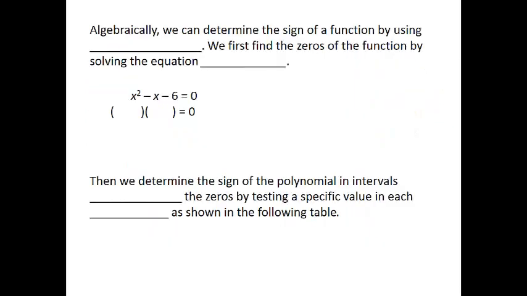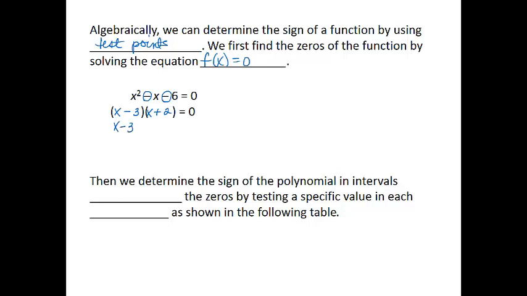So algebraically, we can determine the sign of a function by using test points. We first find the zeros of the function by solving the equation f of x equals 0. And in the example that we just had, that function was x squared minus x minus 6. We'll set it equal to 0 and solve by factoring. The factors of 6 whose difference is 1 are 3 and 2. We know the signs are different because of the last sign, and the negative in the middle tells us the larger factor needs to be negative.